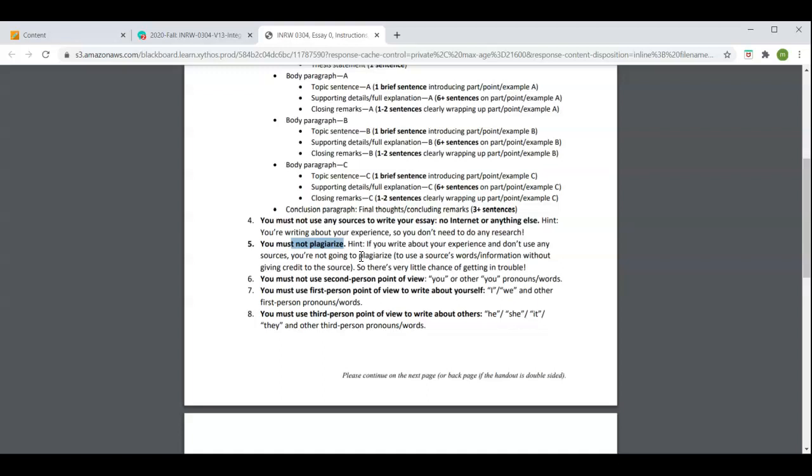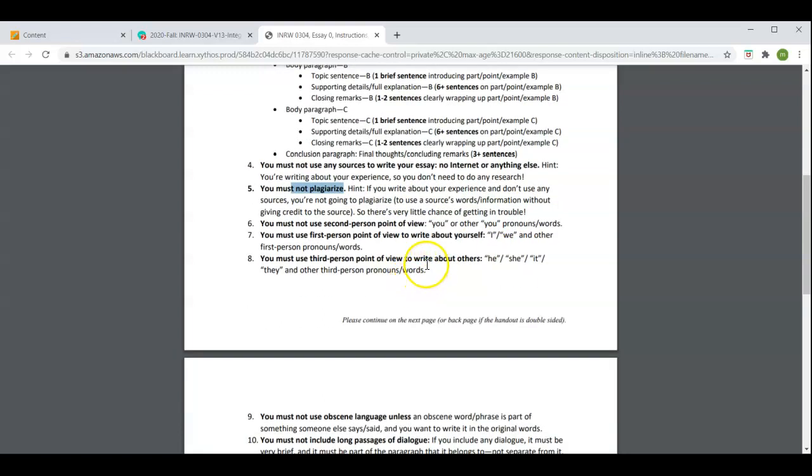Why? Because no one has any business stealing other people's ideas and words. Just because they're on the internet, that doesn't mean they're ours. But it's not a problem because you're not going to use any of that information. Don't use a second person point of view.